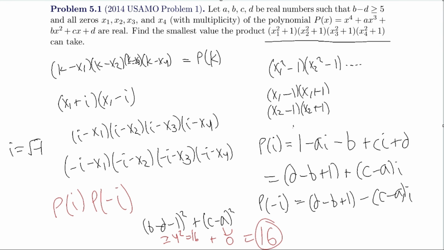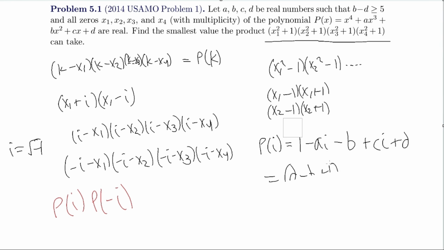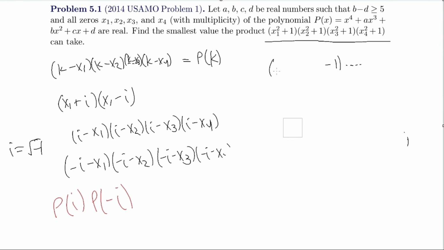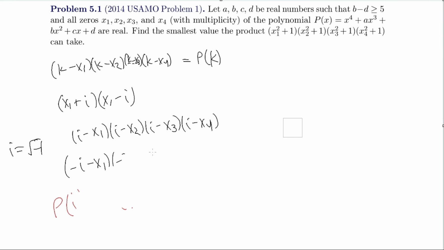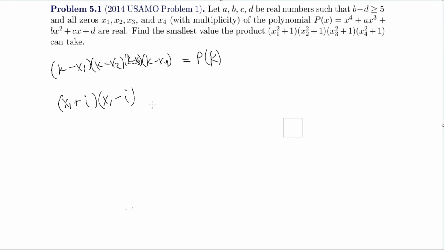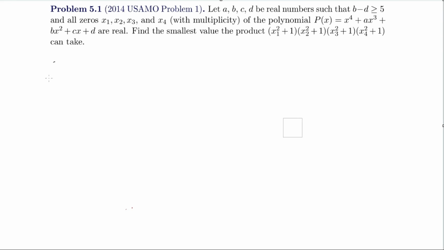We still need to check that 16 is actually possible. And the way we do that is we need to construct a polynomial that has its value here equal to 16, but also has all of its roots real, and b minus d is at least 5. So let's go ahead and do this. So b minus d must be equal to 5, because that's the only way equality can hold in our sum of squares thing. And we also have c equals a.